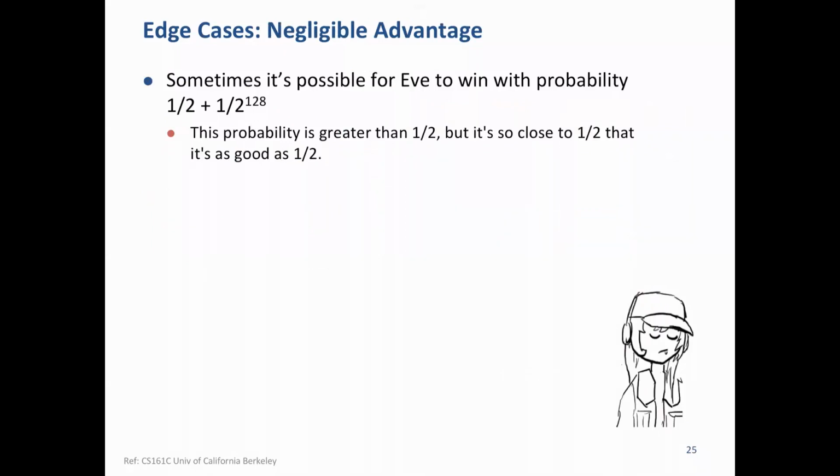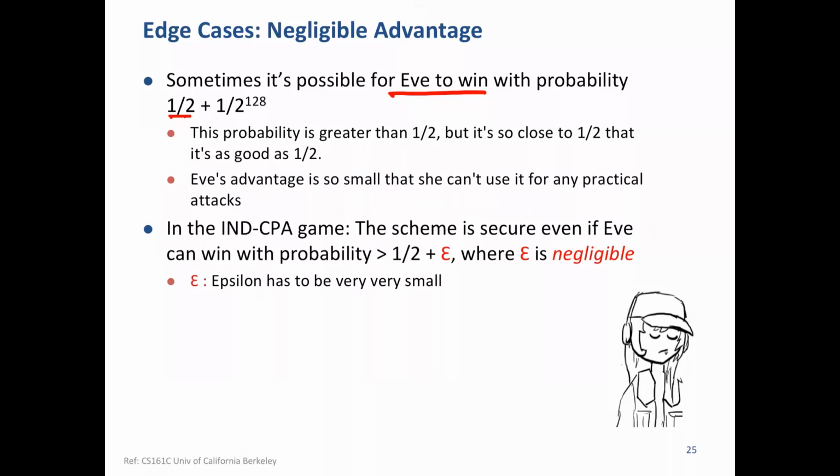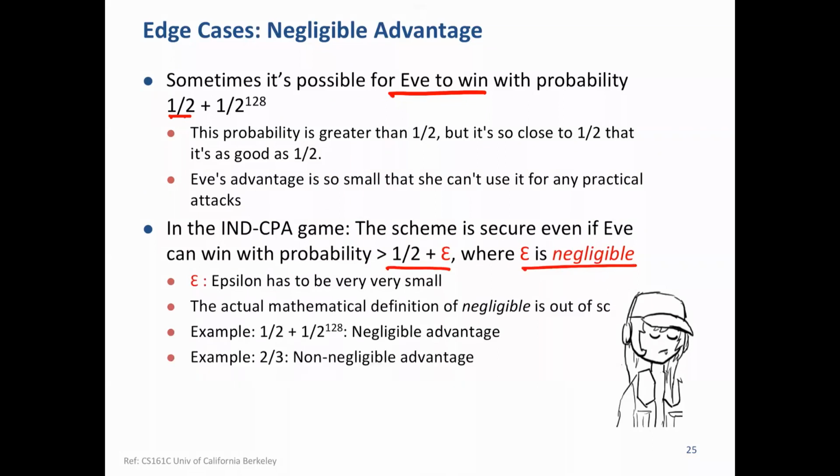And of course, we also ignore edge cases, like if the probability of Eve winning is a little more than 1/2, like 1/2 plus 1 over 2 raised to the power 128. This is a very, very small number, so we don't care about it. All right. If the probability of winning is 1/2 plus epsilon, and epsilon is negligible, very, very small, then we just ignore it.